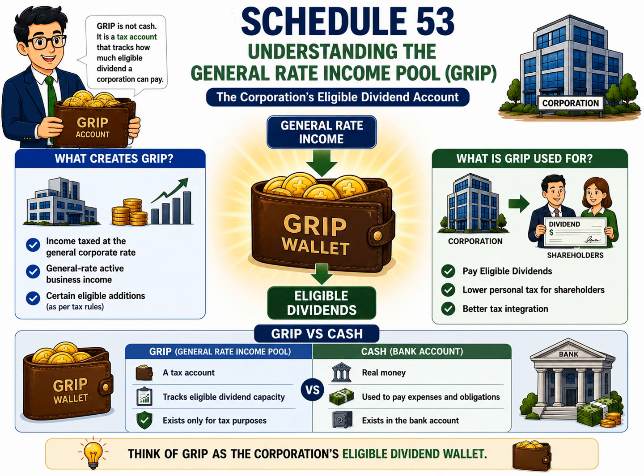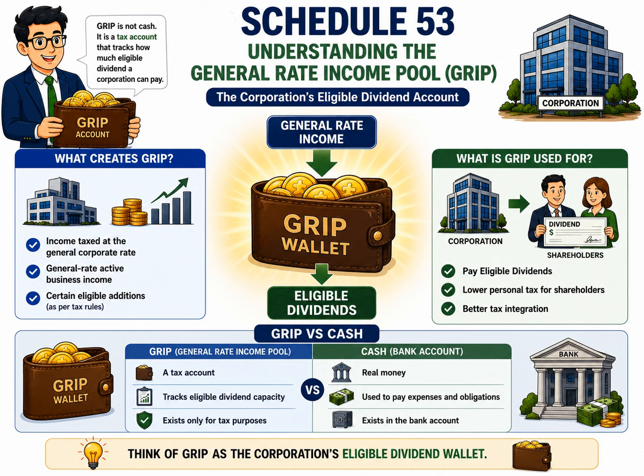But what is GRIP actually used for? The answer is simple. GRIP allows a corporation to designate dividends as eligible dividends when they are paid to shareholders. Eligible dividends receive more favorable personal tax treatment than non-eligible dividends, helping achieve better integration between corporate tax and personal tax. One of the easiest ways to understand GRIP is to compare it with cash.